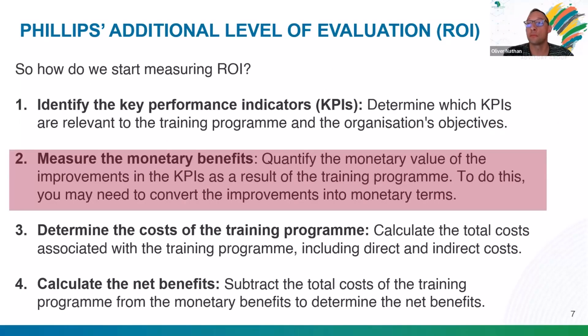So, how do we start measuring return on investment? Number one, we'd need to identify the key performance indicators. So we need to determine which are relevant to the training program. And very, very importantly, which KPIs is the organization trying to measure? So long as there's some good alignment between the key performance indicators in the program and the key performance indicators of the organization, we're going to be a little bit better set up to be able to do slightly more accurate return on investment calculations.